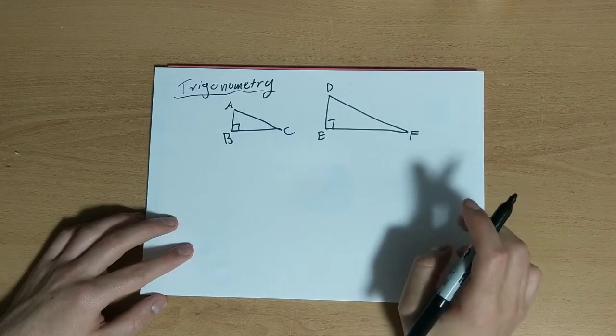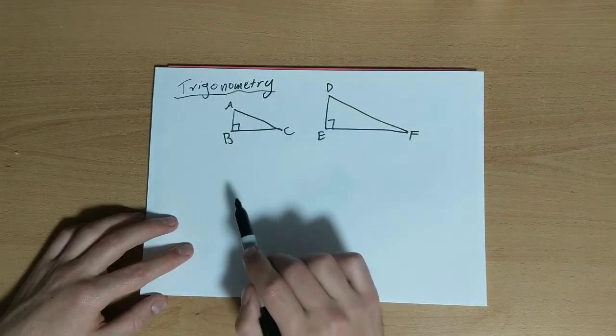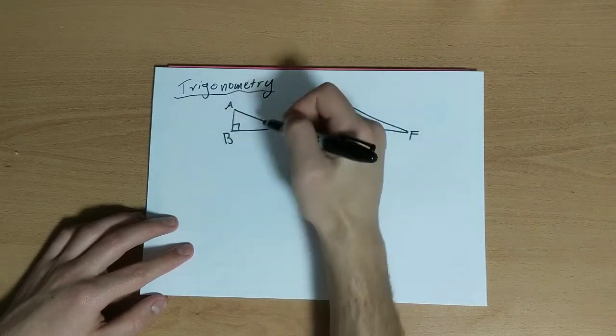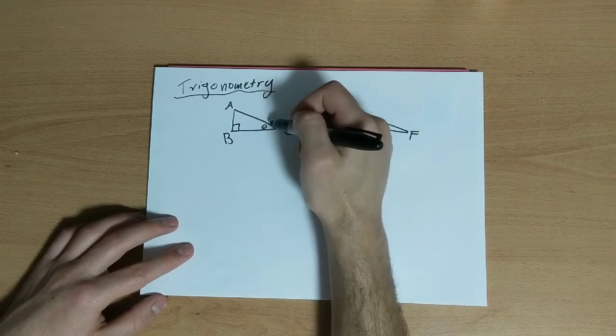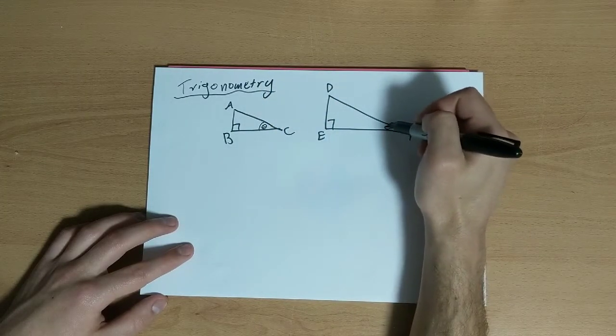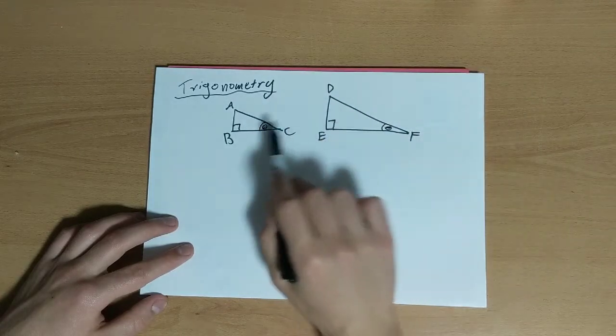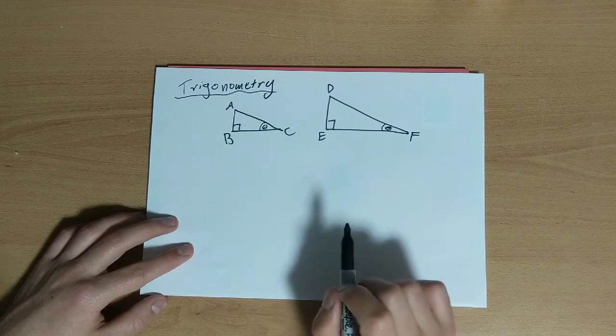We know two things. The first thing we know is that all the corresponding angles are the same. So if we call this angle theta, then we know that this angle here will also be theta, because that's one of the properties of similar triangles. All the corresponding angles are the same.